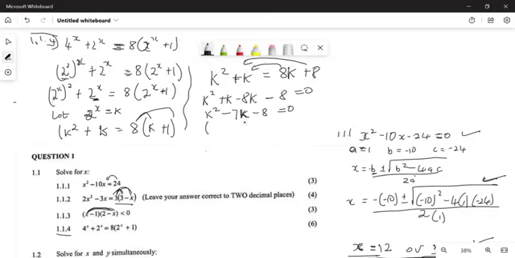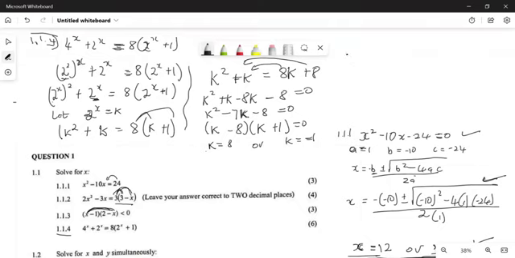And then factorize using brackets. I write k minus 8, and then k plus 1. Then k is equal to positive 8, or k is equal to negative 1. And then from here?